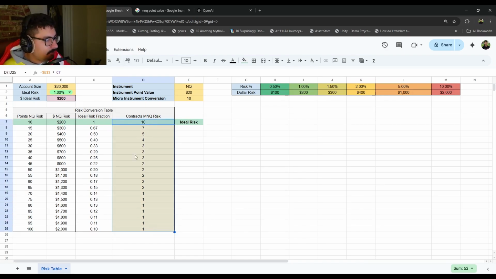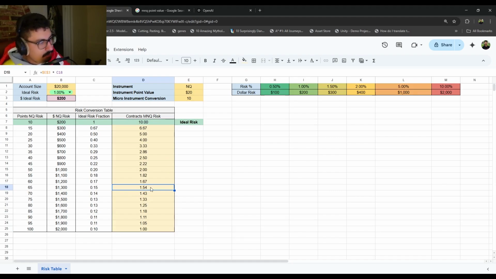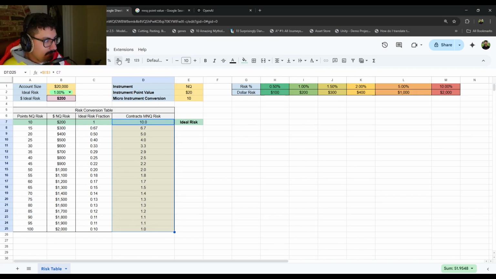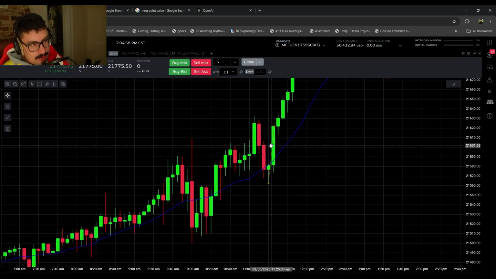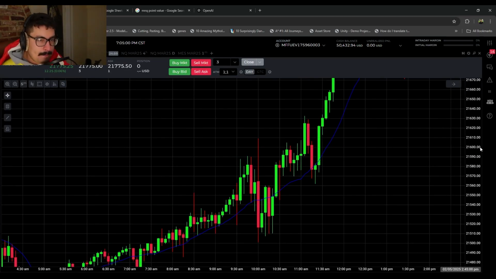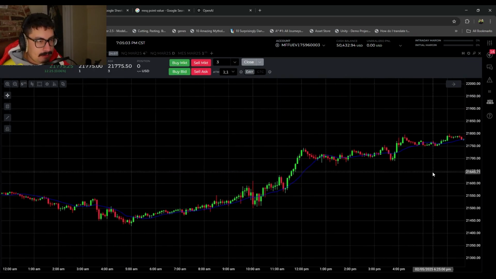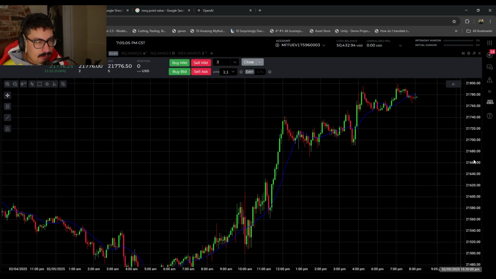I'm just trying to make it as easy as possible so I can just look and say, okay, that's how many contracts, instead of looking at this and then saying, okay, do I want to do 2 or do I want to do 1? I'm just looking at the whole thing like this. If I see a 30-point move on NQ, I don't want to risk $600. So I'm going to go to MNQ and risk 3 contracts instead. That'll get me about what I want. Cool. That was way too complicated on my end.